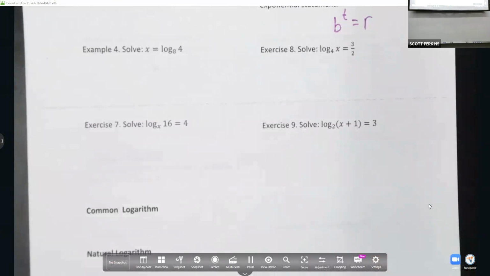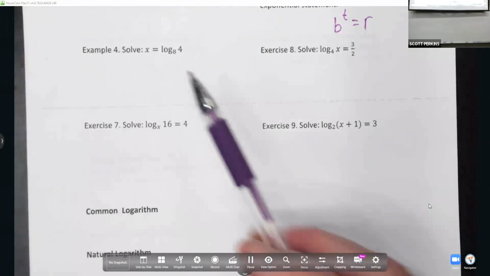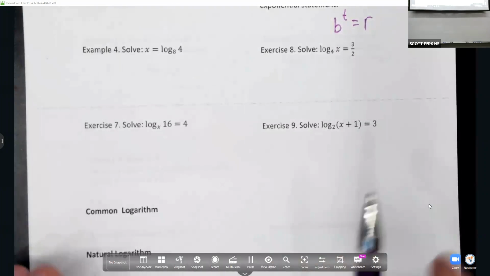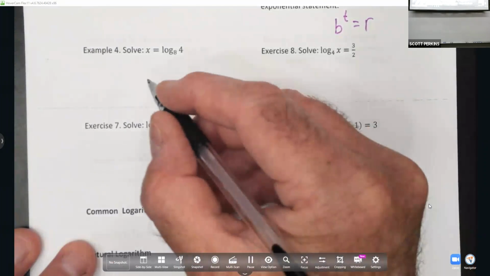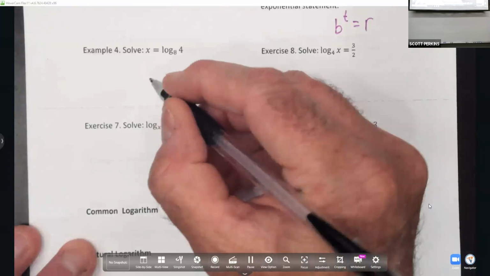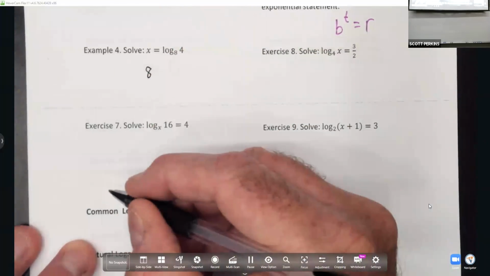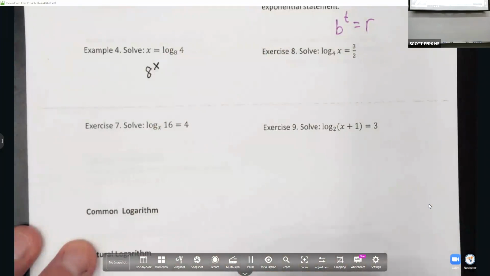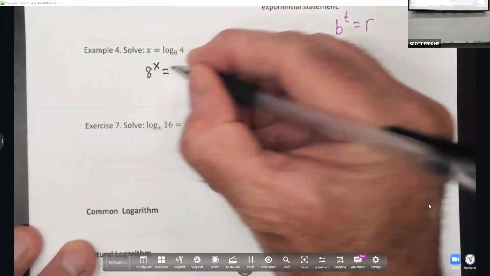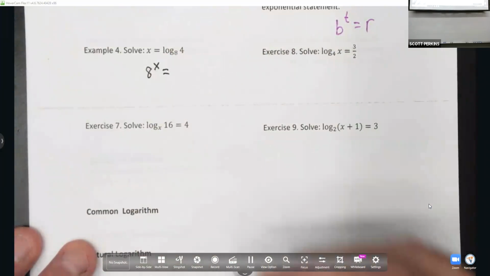Now we're going to use this definition to solve equations. Okay, so I've got x is equal to log base 8 of 4. The logarithm is a new function. I do not know how to solve it in that form, so what I'm going to do is convert it to exponential form, something I'm familiar with. So let's do that. What's the base of this statement? 8. What's the power? Logarithm is always equal to a power, so x, and 8 to the x is equal to 4.